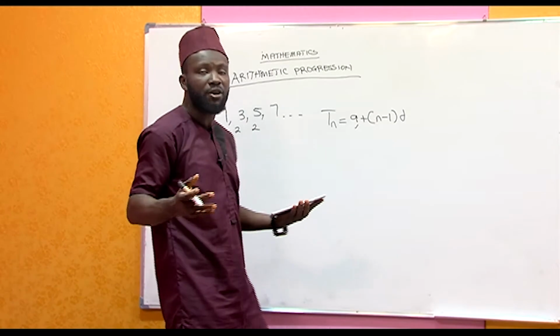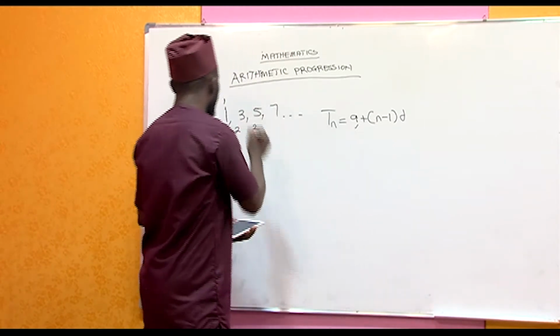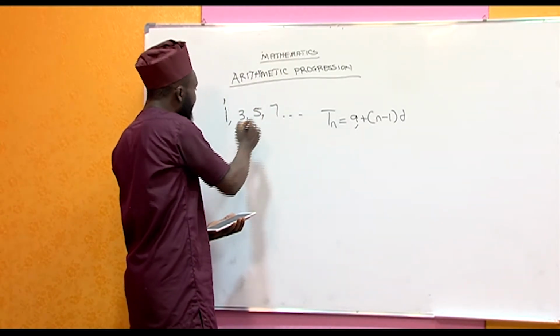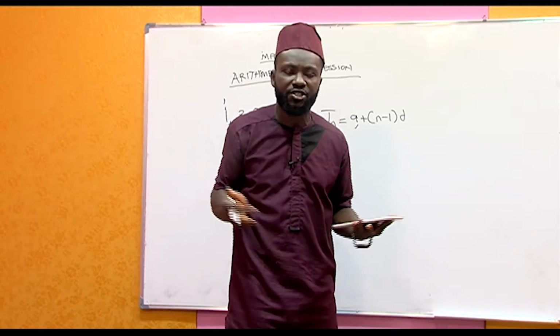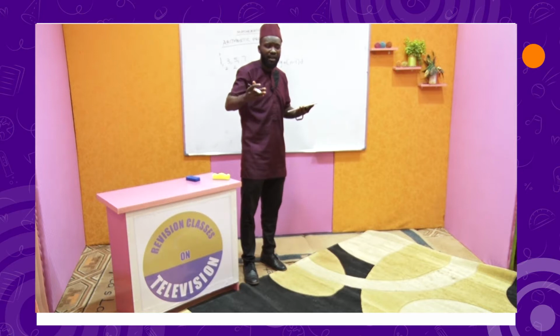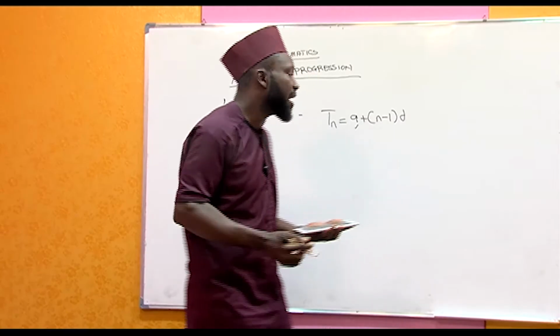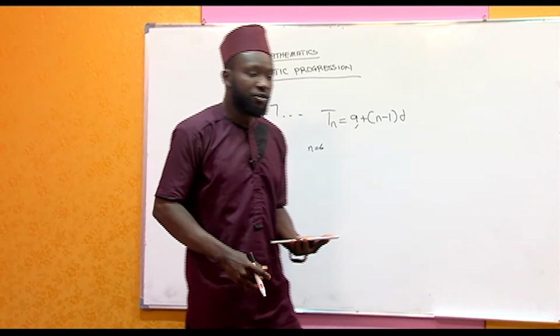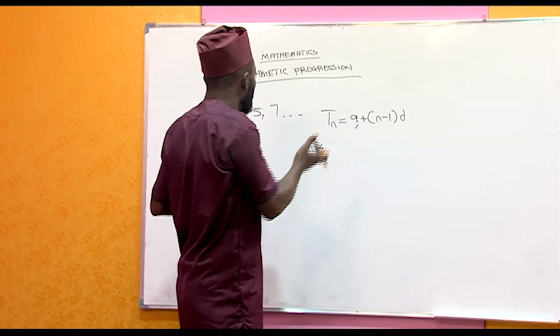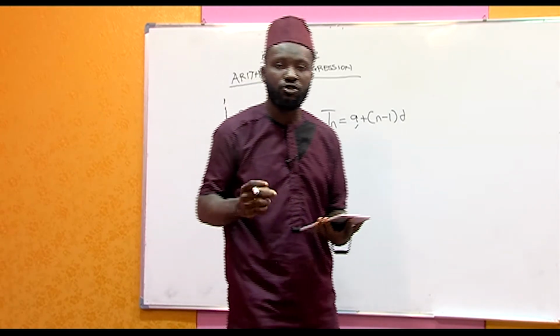Then, lastly, we talk about the n. n represents the number of terms. In this case, the number of terms depends on what we are given in the question. If the sixth term of an arithmetic progression is given, in this case, I know that my n is going to be equal to 6. So from this little explanation, let's try and do one or two examples.